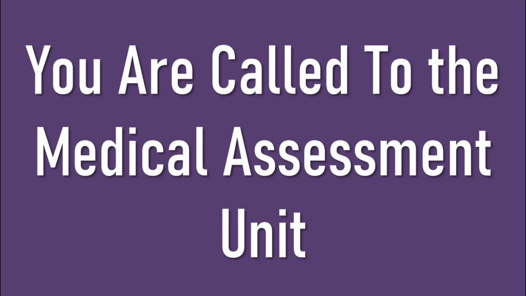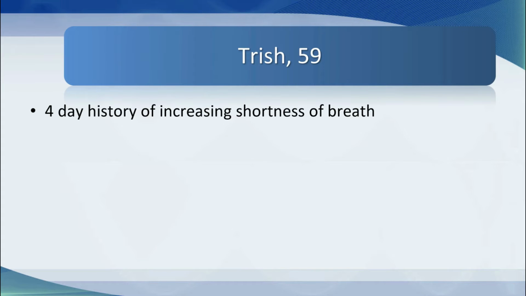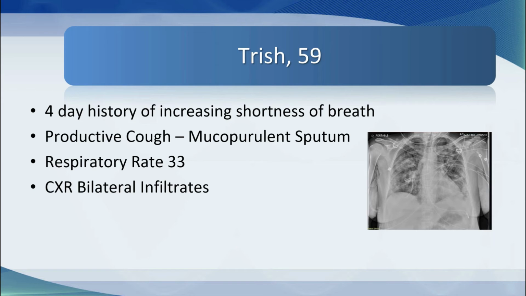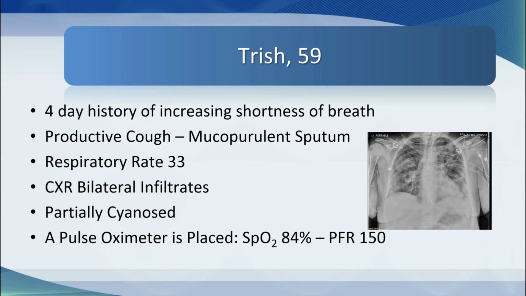You're called to the medical assessment unit to see Trish, who's 59, who has a 4-day history of increasing shortness of breath. She has a cough productive of mucopurulent or green sputum and has rapid, shallow breathing. On her chest x-ray, there are bilateral infiltrates, and there's an example of a chest x-ray like this. And she's partially cyanosed, which means that her lips and her fingers are bluish coloured. A pulse oximeter is placed and the saturation is 84%. A blood gas is drawn and her PF ratio is 150.